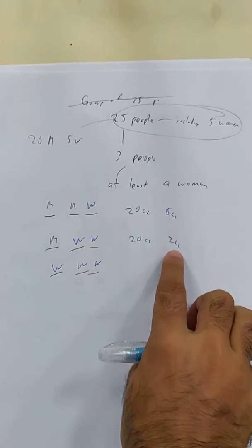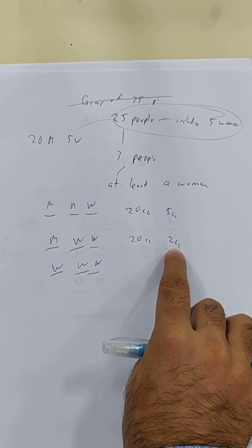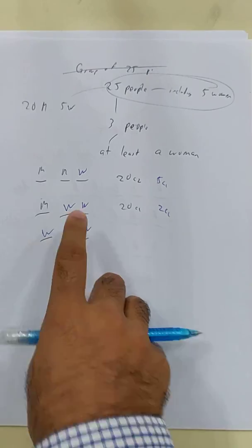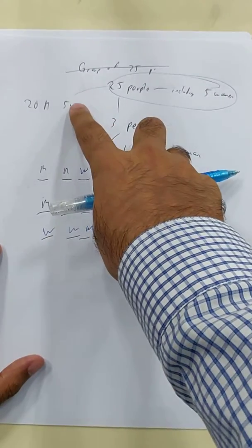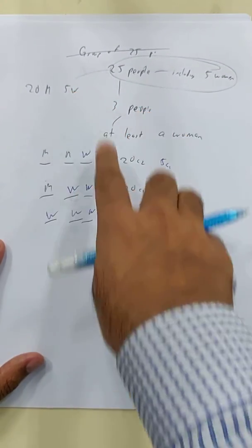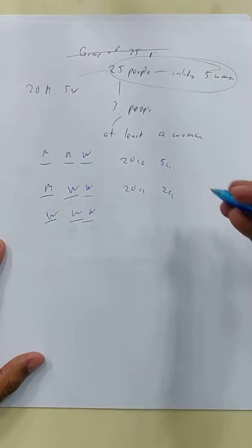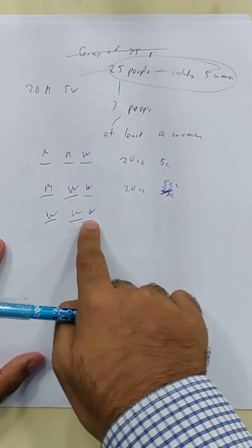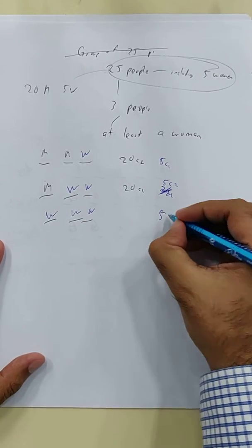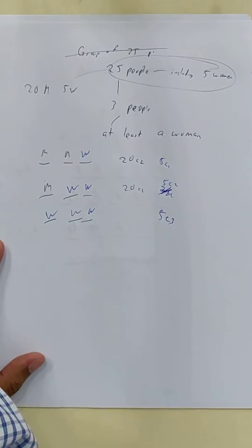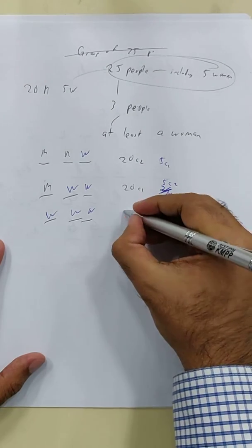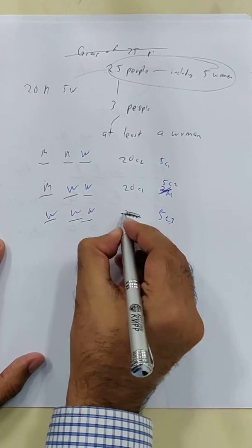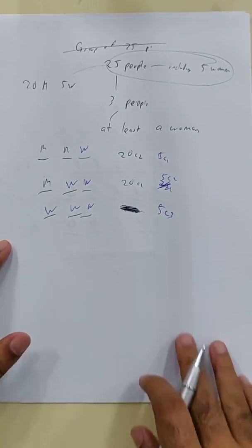Sorry, why is this wrong? I have 5 women. Oh, no wonder you did not scold me. I have 5 women, so 5C2. What about the last one? 5C3. And someone wants to be kiasu and says, sir, why don't I write down 20C0, which is equal to 1? I'm not in favor of writing it down.